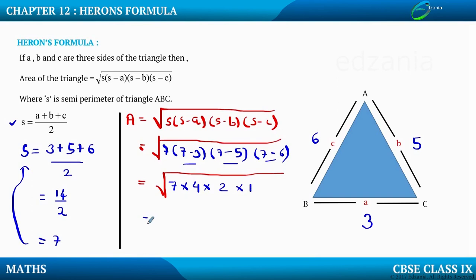So what are we going to get in the next step? So in the next step we'll get, what is the square root of 4? Square root of 4 is 2. So 2 will come outside over here. And what remains inside the bracket? 7 multiplied by 2. So 7 multiplied by 2 is 14. Therefore we can say that we get the final answer, that is area of this triangle is 2 root 14 square units.